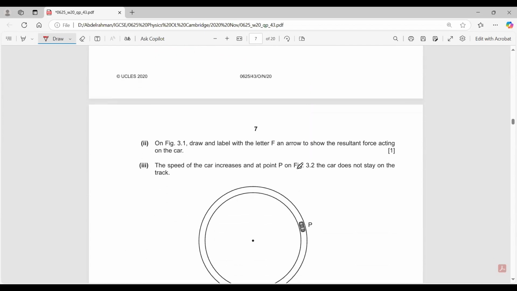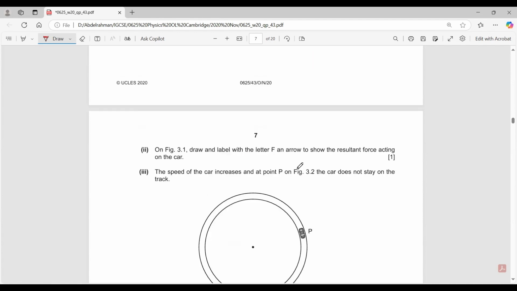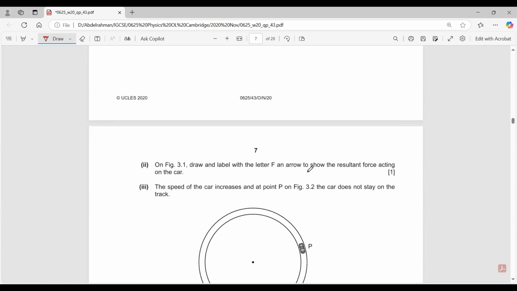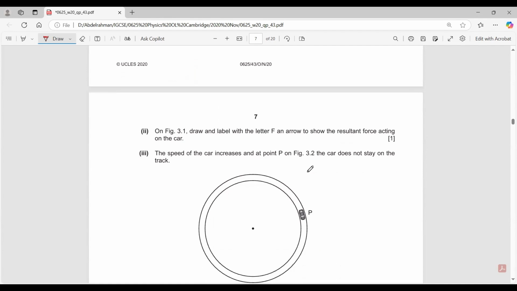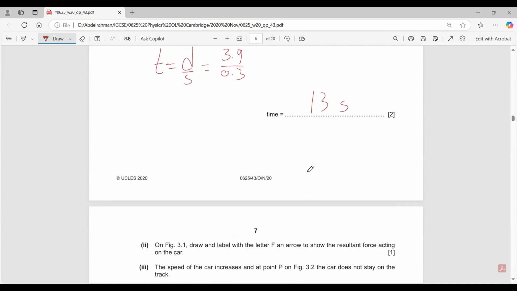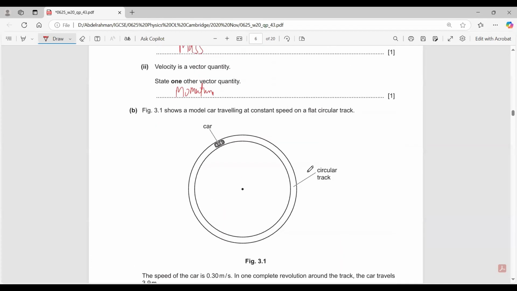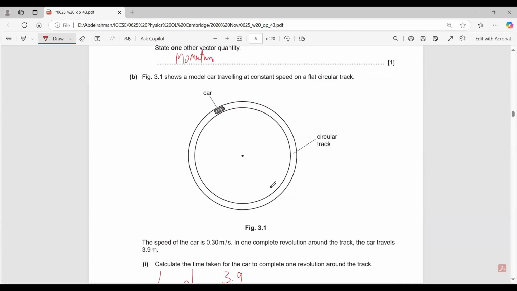Next question. On figure 3.1, draw and label with the letter F an arrow to show the resultant force acting on the car. If this is a car moving in a circular motion, where is the resultant force acting? You have to say that the resultant force acting on the car is towards the center. Yes, so the resultant force is towards the center. F, this is the centripetal force.